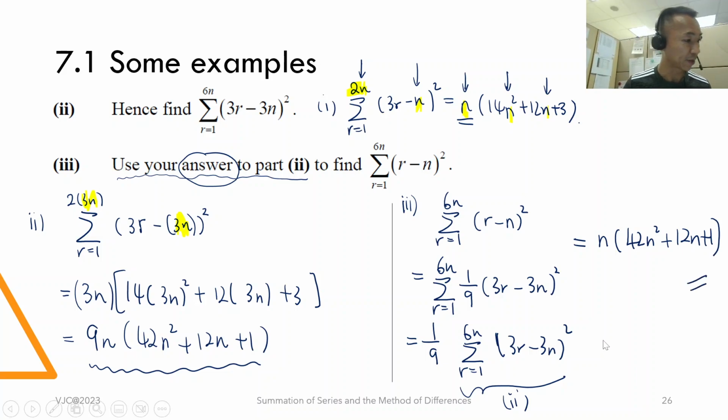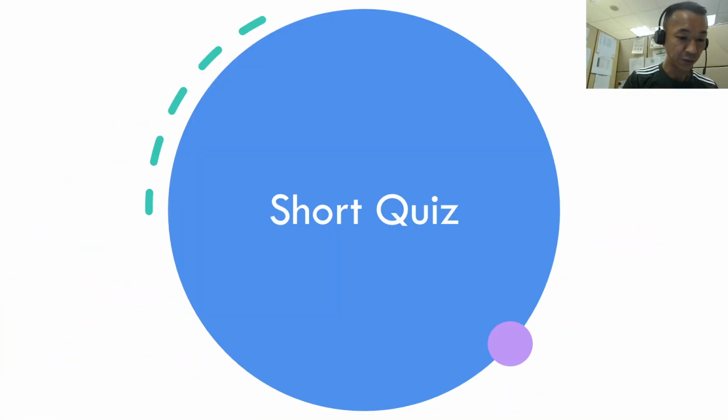I hope that helps for example 4 and 5. We'll do a short quiz and then we will carry on.